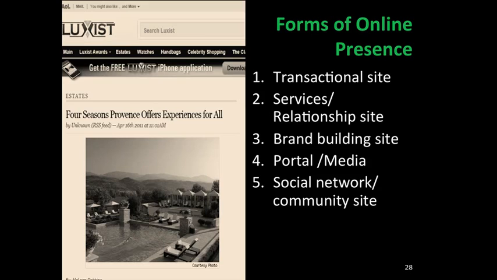Fourth is the portal or the media, so very much as locked, you have to sign in to get into it, which is something that brands use, have sections where only media can sign in to get images of their brand, etc., if they're running stories. And finally, we've got the social network and community site, so Facebook, Twitter, Tumblr, all of these are key.